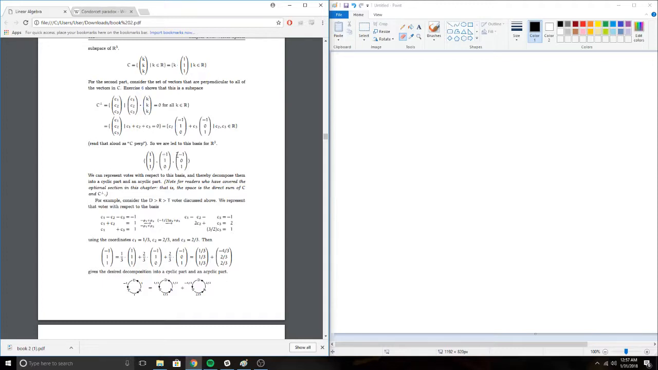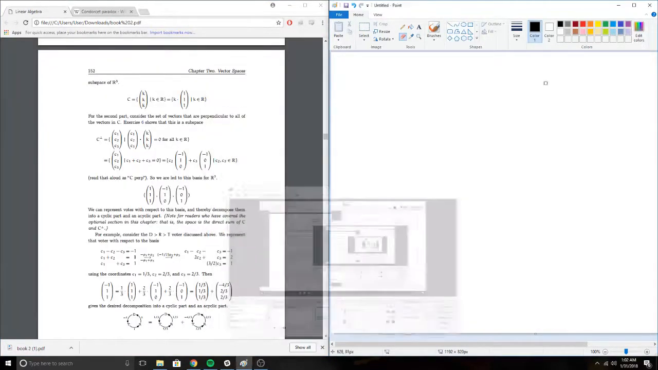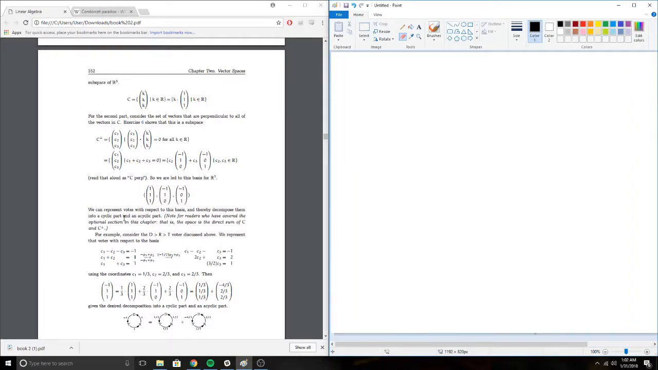So we are led to this basis for R cubed, given that this is 1, 1, 1. These have to be negative 1, 1, 0. It can be multiple other things, but this is the basis that the textbook has chosen. Okay, so now we want to represent the votes with respect to the basis, and then decompose them into cyclical part, acyclic part, and bring them back to a very simplified circle formulation.